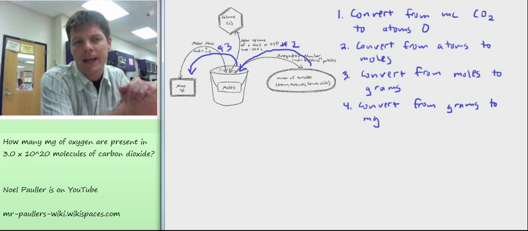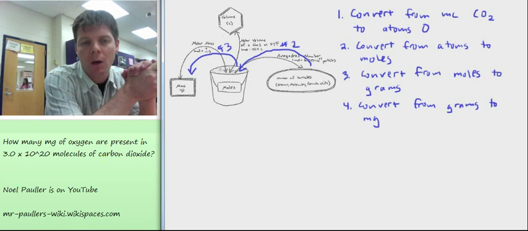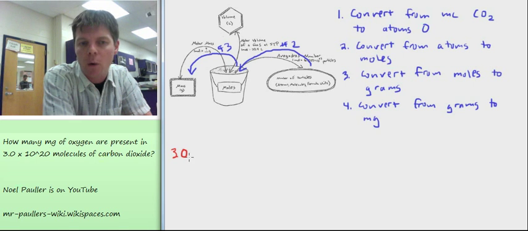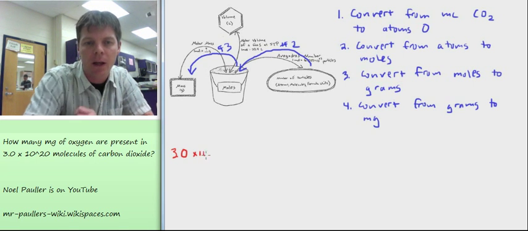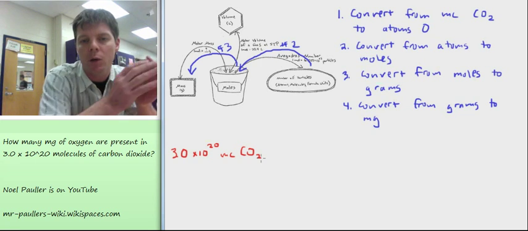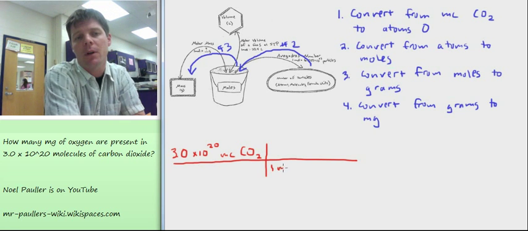So let's go ahead and take a look at how we would use dimensional analysis to set up and solve this problem. We're always going to start with our initial measurement. That is the 3.0 times 10 to the 20th molecules of carbon dioxide. I'm sorry that my decimal point didn't show up very well. It should be 3.0 times 10 to the 20th molecules. I'll use MC as the abbreviation there. Molecules of carbon dioxide.